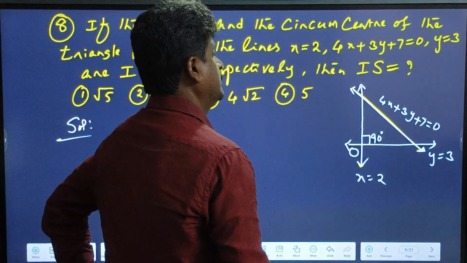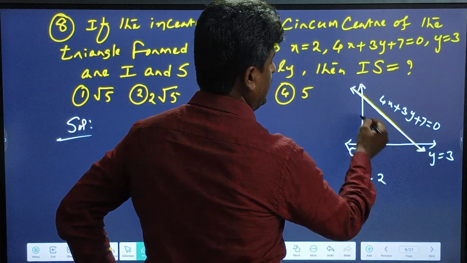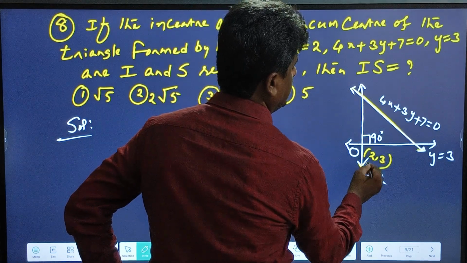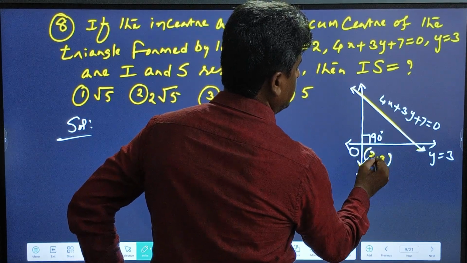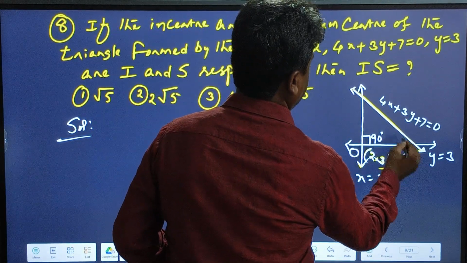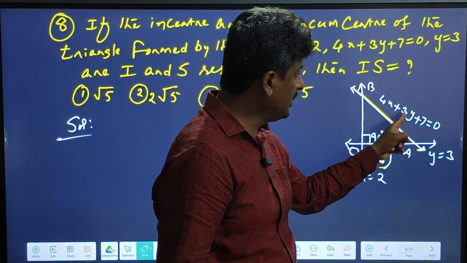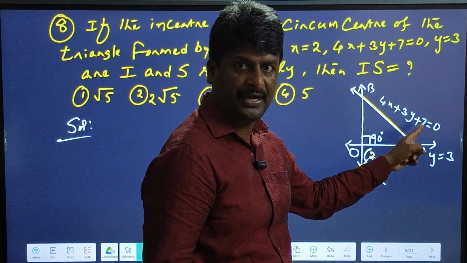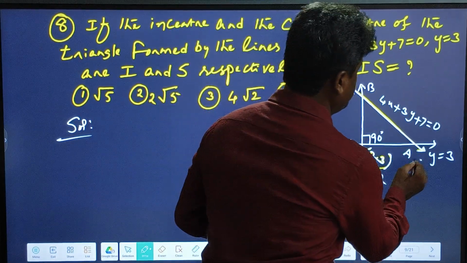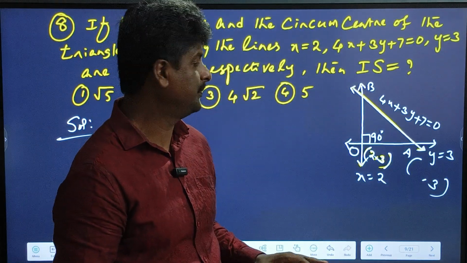Do observe that by solving the x = 2 line and the y = 3 line, we get (2, 3) as a point. This is the orthocenter. Let it be capital A. This is capital B. Solving y = 3 and 4x + 3y + 7 = 0, just substitute y = 3. Already the y coordinate 3 is fixed.